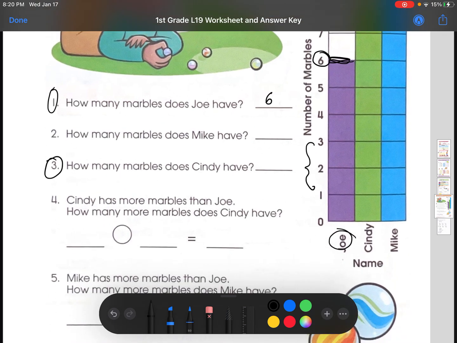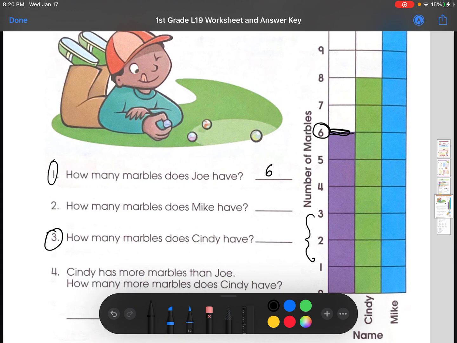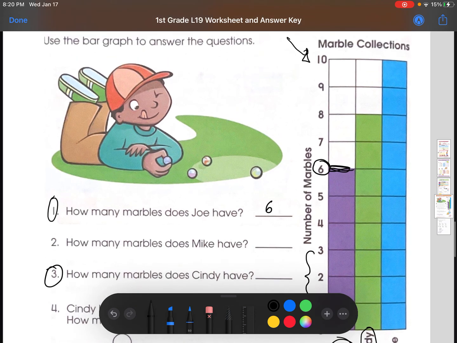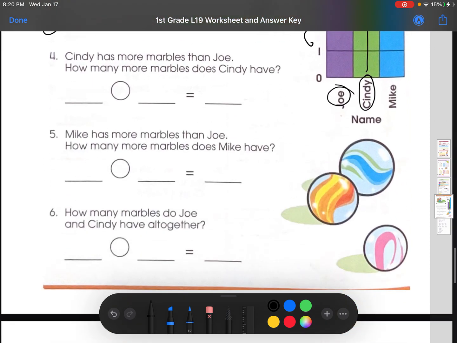We can do this with Cindy. So Cindy's the green. And go to the edge of the green, and it aligns with number 8. So Cindy has 8 marbles.